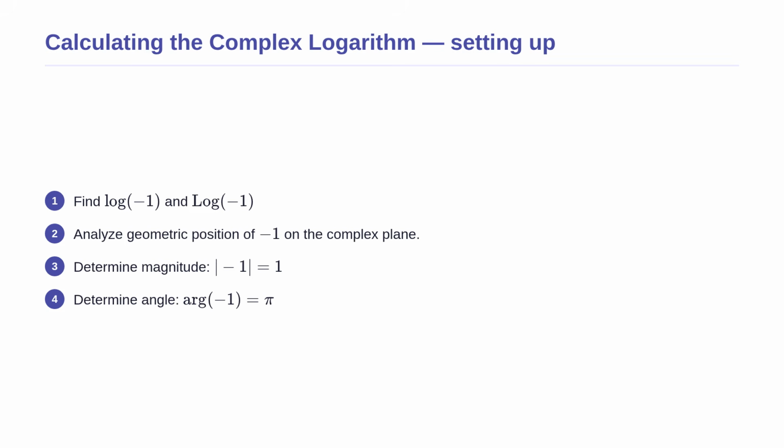Our strategy is to first convert the number -1 into its polar form. Its absolute distance from the center origin is exactly 1 unit. To point at -1 from the positive real axis, we must rotate exactly halfway around the circle, which is an angle of pi radians.